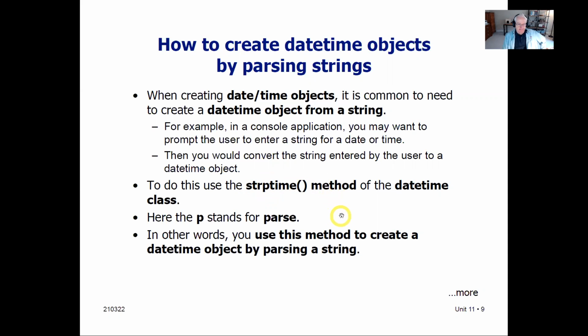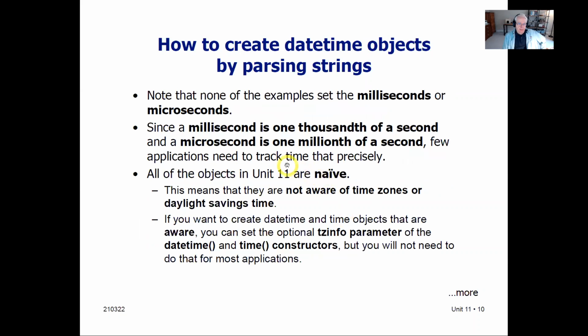And some examples of that are coming up. We also have the ability to create date and time objects that go out to milliseconds and microseconds. Realize that a millisecond is 1/1000th of a second, but that's not totally good enough for us. We want microseconds, which go to 1/1,000,000th of a second.